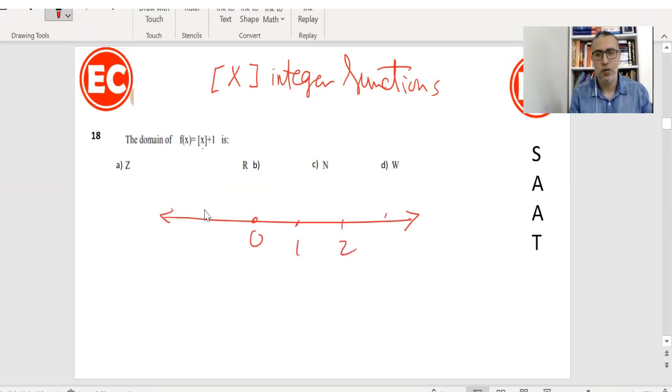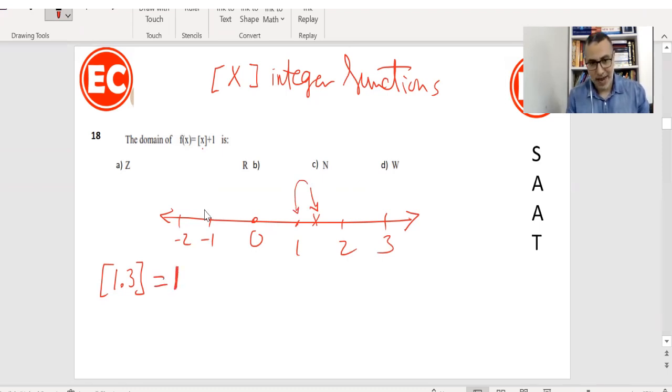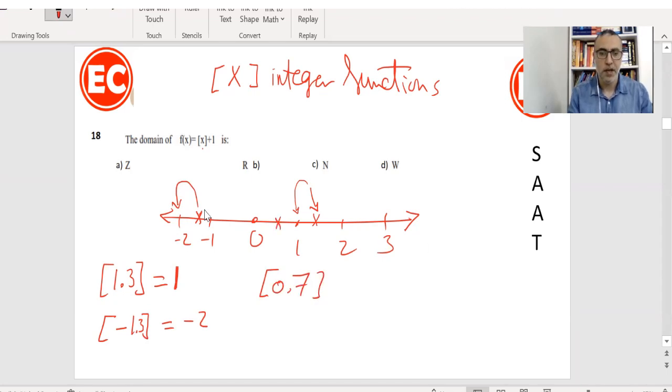0, 1, 2, 3, -1, -2, and so on. What if I wanted to find the integer of 1.3? So you go to 1.3, which is here. What is the smallest, closest integer to it? 1. So the integer value of 1.3 is 1. But what if it's -1.3? -1.3 is here. The smallest, closest number is the number before it, so it's equal to -2. For example, what is 0.7? You stop here. The closest, smaller integer to 0.7 is 0.